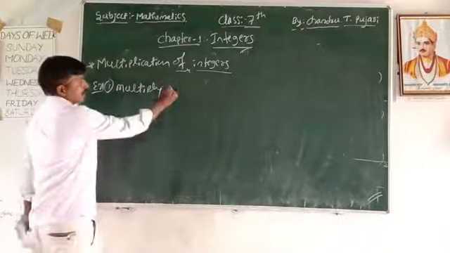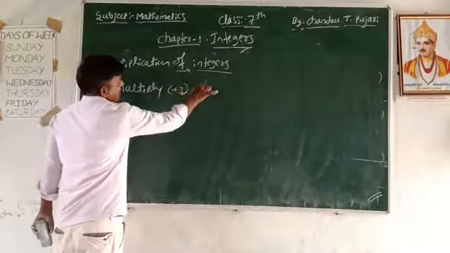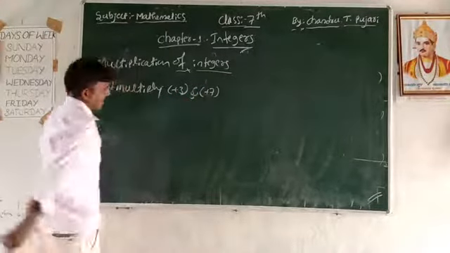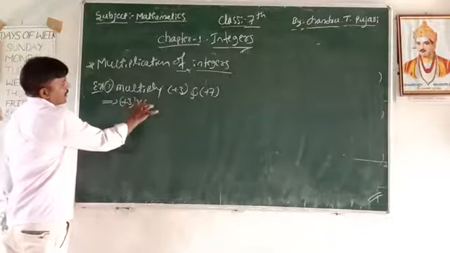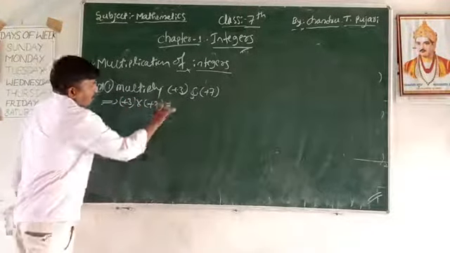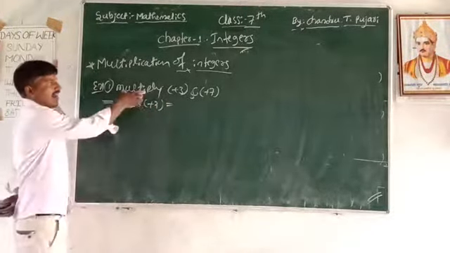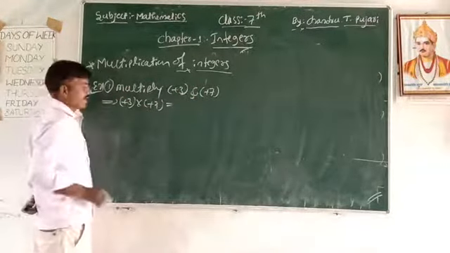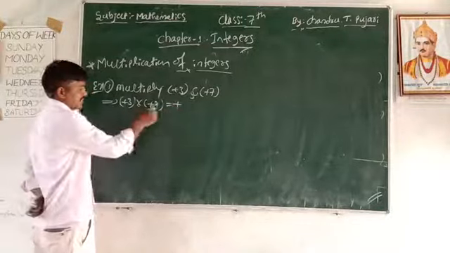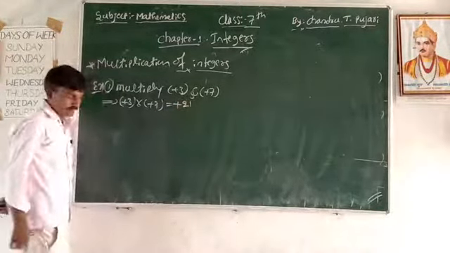Multiply plus 3 and plus 7. Only multiplication. Therefore, plus 3 into plus 7 is equal to multiply plus 3 and plus 7. Our multiplication rule is plus 3 sevens are 21.